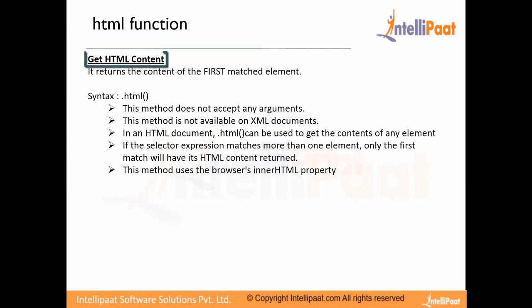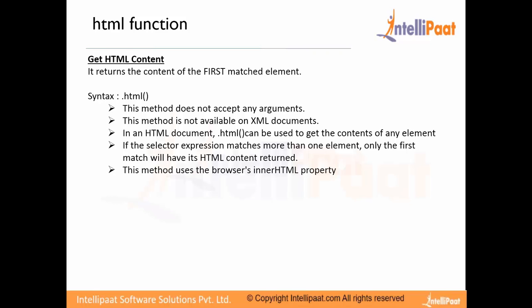To get HTML content, it will return the first matched element. Suppose multiple matched elements are found, it will return only the first matched element. It doesn't accept an argument, as you have already seen. So how does it return the HTML content?